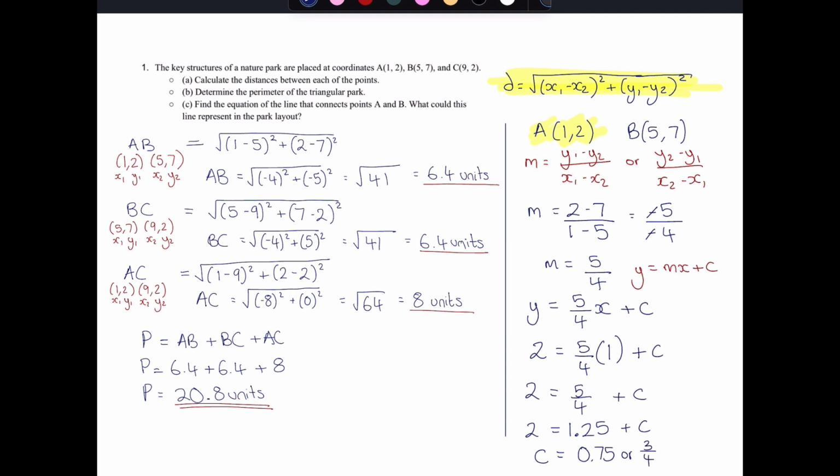Okay, now you do want to come back to this equation here and make sure that you write in your c value as well. Okay, so plus 3 over 4 so that you have your completed equation of a line. Okay, now we have it.